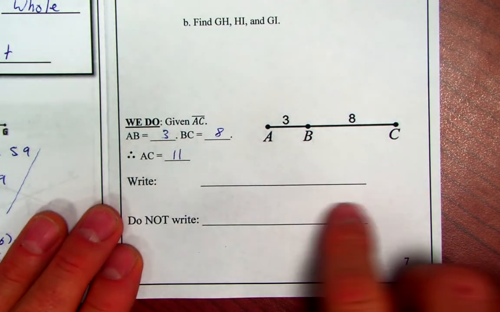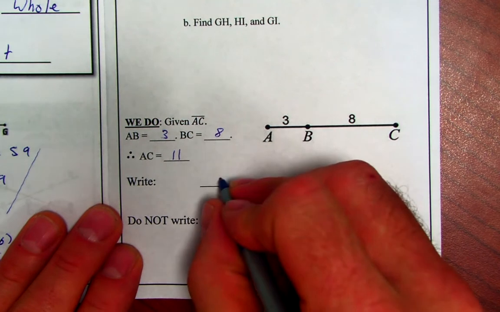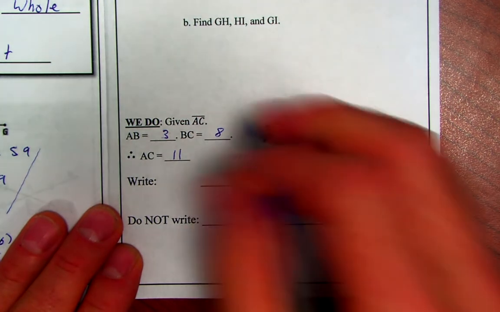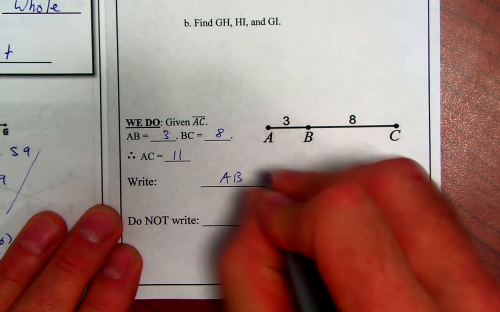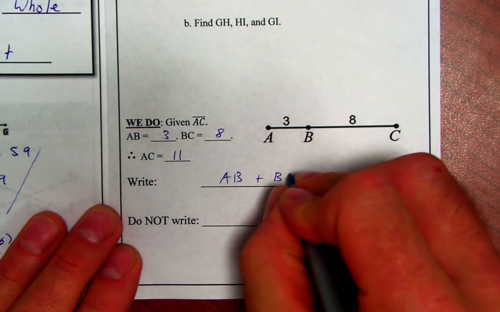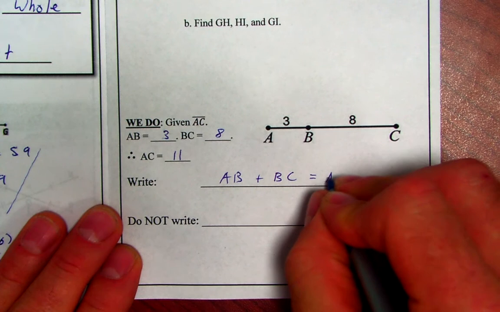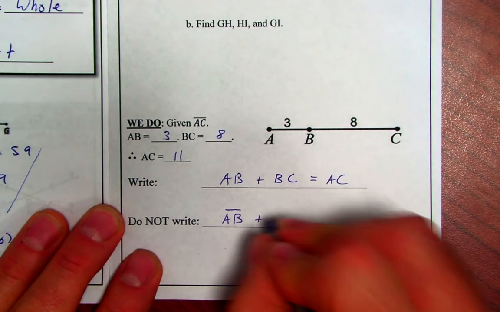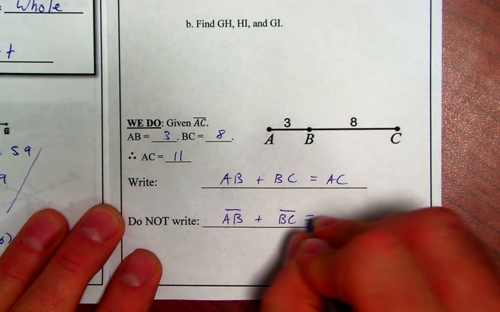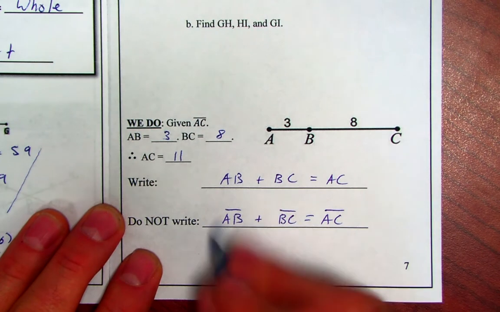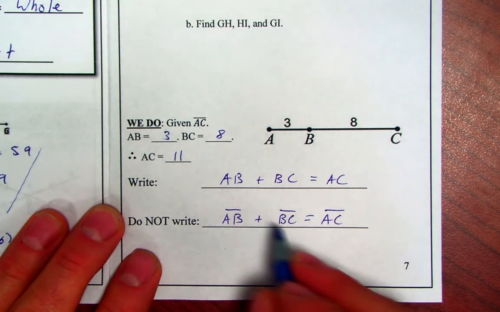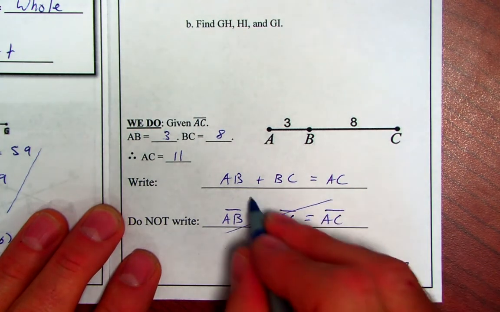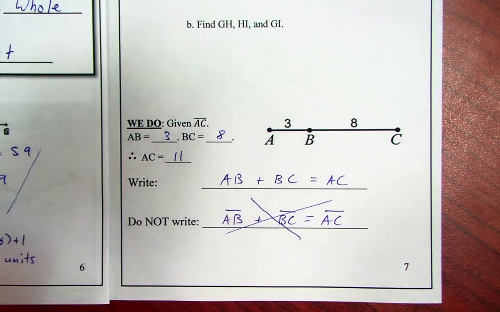Well, the way we're going to write it is length plus length equals length. Length plus the other length is equal to the whole length. We're not going to write segment plus segment equals a new segment. That's not correct. Remember, you can't say that segments are equal. So this is an incorrect format.